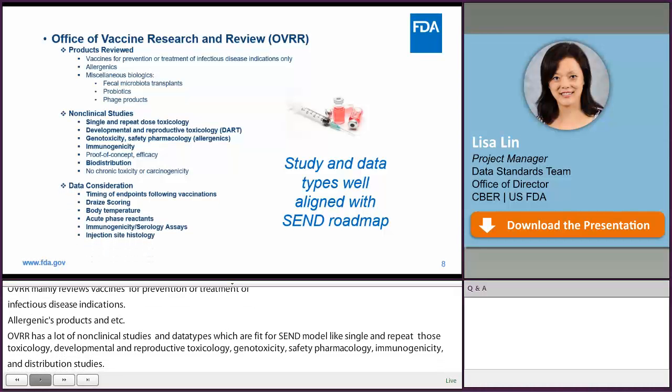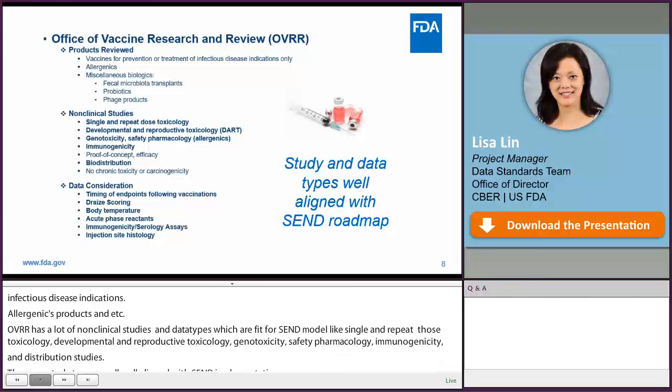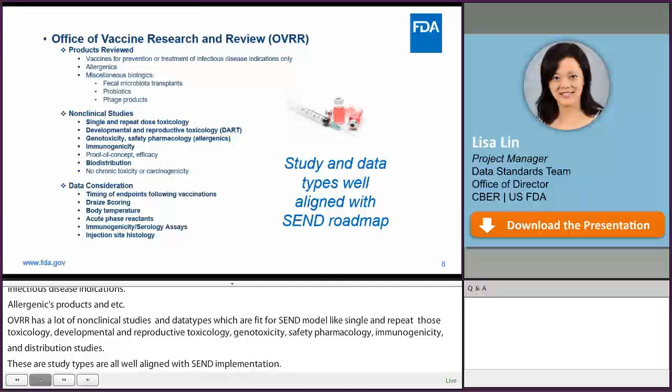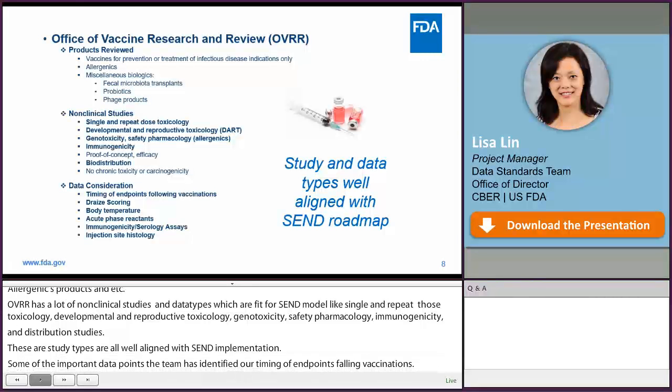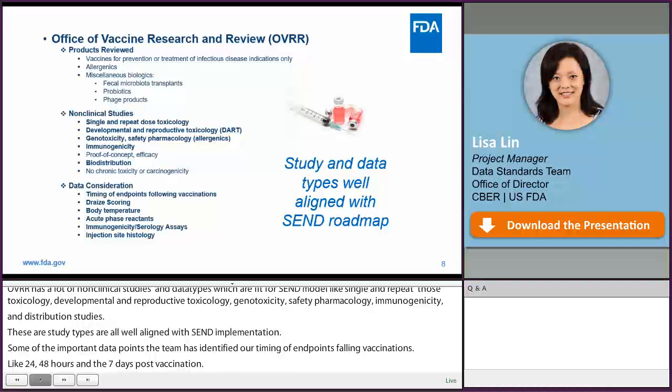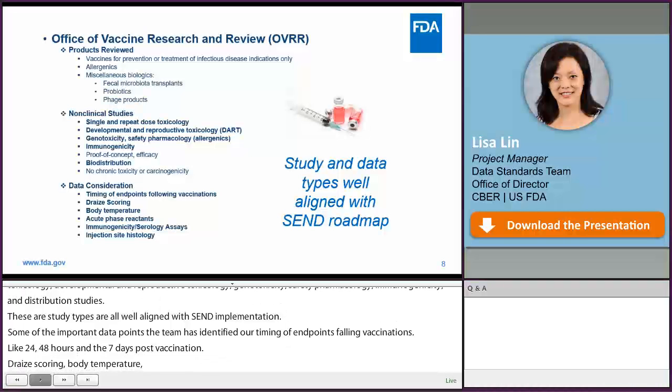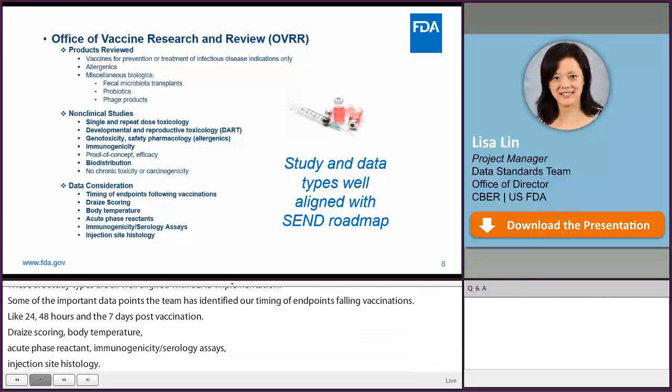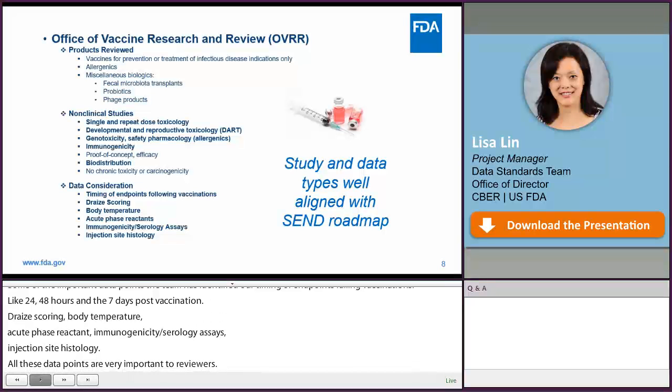Some of the important data points the team has identified are timing of endpoints following vaccinations, like 24, 48 hours, and 7 days post-vaccination, DRAIZE scoring, body temperature, acute phase reactants, immunogenicity, serology assays, and injection site histology. All these data points are very important to reviewers, and we hope these important data points are all included in future SEND data submissions.